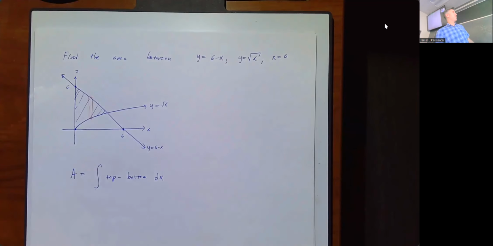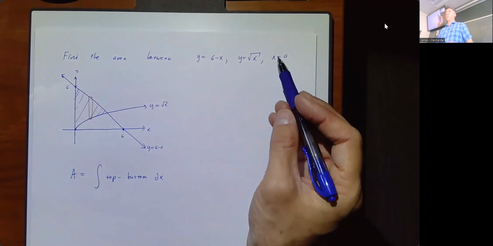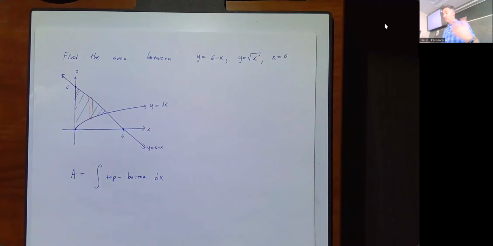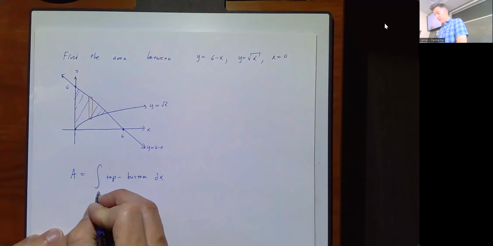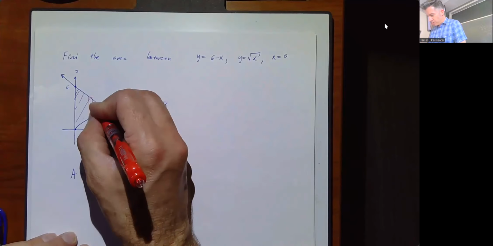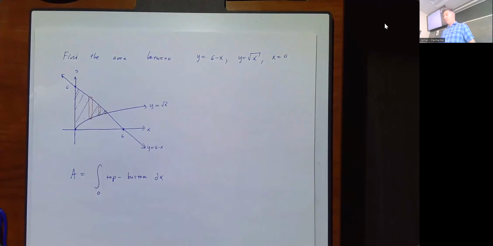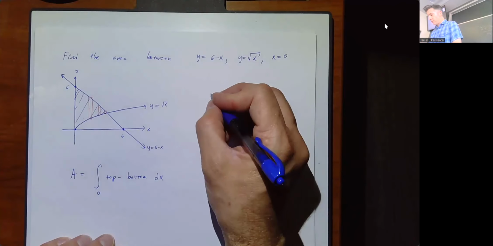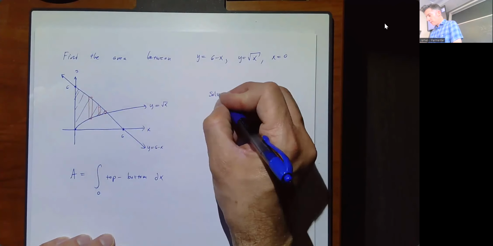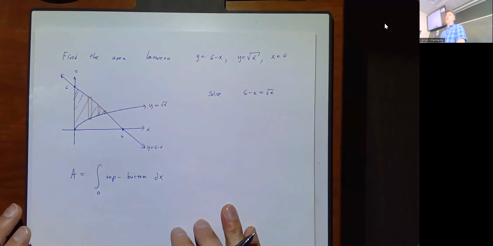So the left limit from our picture should be clear, also from the fact that we were given x equals 0 as one of our boundaries. That has to be our left limit of integration. But our right limit is essentially where these two functions intersect. Now, I would really prefer not to do the work of solving 6 minus x equal to the square root of x. Yeah, it's not hard, but it's work.